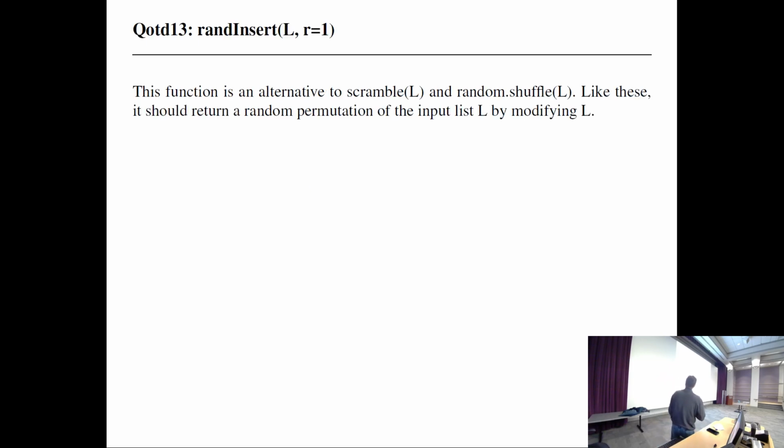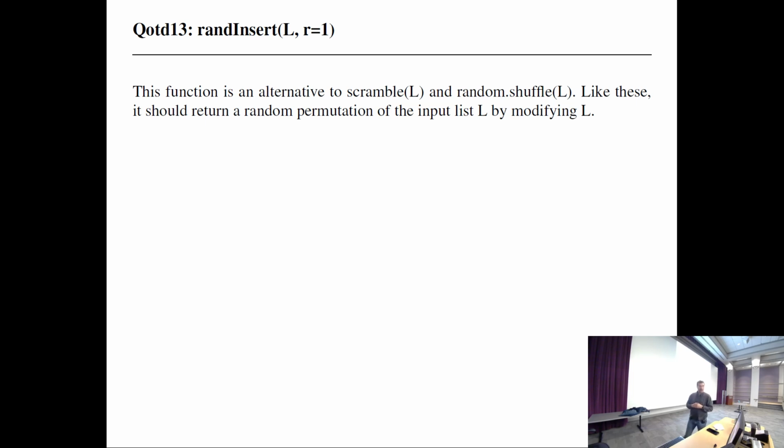Where were we? Question of the day 13. In question of the day 13, I asked you to write a function called randinsert, which essentially takes a list of elements and randomly removes an element from the list and reinserts it elsewhere. Now the whole point behind randinsert is we looked at the Fisher-Yates algorithm for shuffling. Our function scramble from the first homework was a shuffling function that is essentially identical to random.shuffle, except that we wrote this one. It's called the Fisher-Yates algorithm for shuffling fairly.